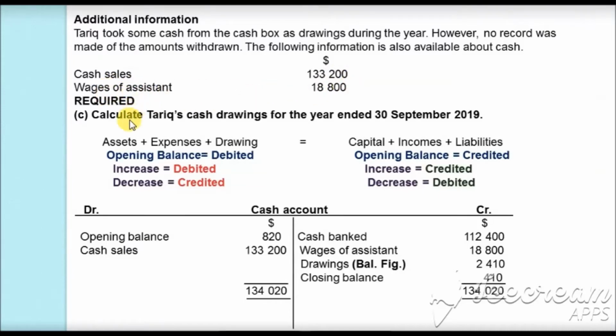In the C bit of the question, we are asked to calculate Tariq's cash drawings for the year ended 30th September 2019. So in incomplete records, to find the cash drawings, we make the cash account, and cash account is an assets account. So the opening balance should be debited. So the opening balance, which is the cash balance on 1st October 2018, which was given in the information, is debited here as opening balance $820.